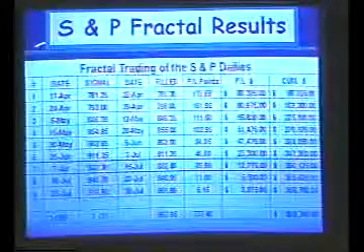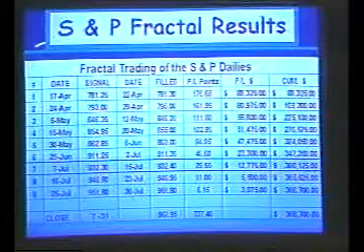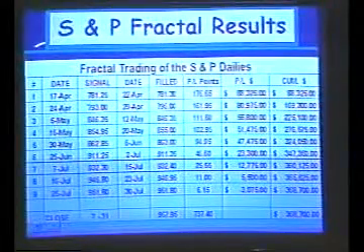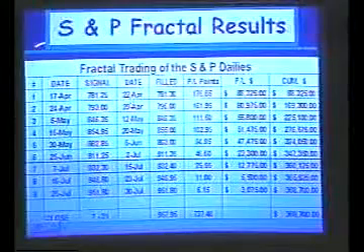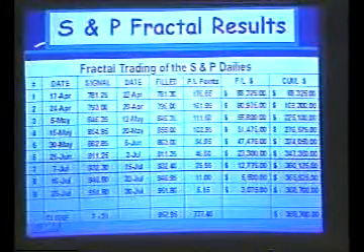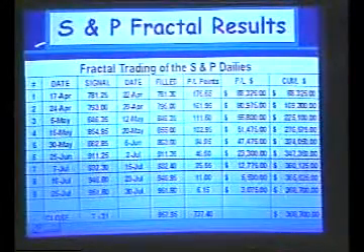This is the S&P fractal results. Had you traded nothing but the fractals during this period of time, your first signal would have been on April the 17th, your first fill would be 5 days later on April the 22nd. And then the next one was the 24th and so forth. You had 9 trades during this time, but look at the bottom line.